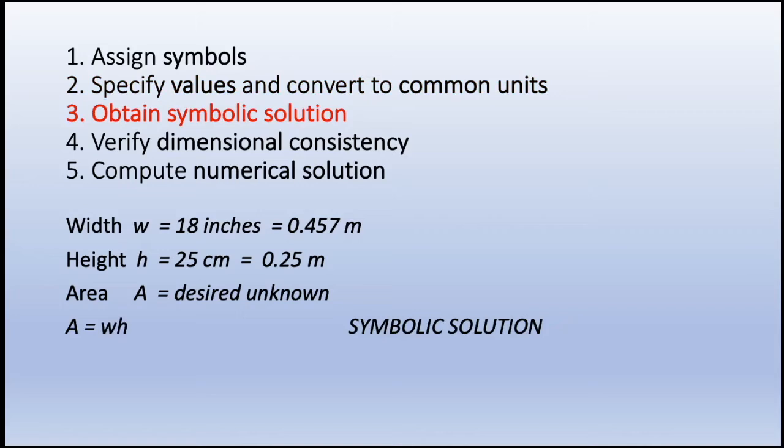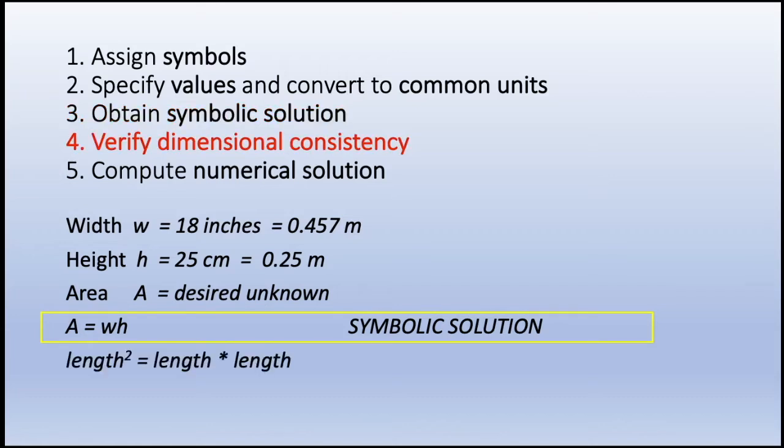So the symbolic solution, in this case, is very straightforward. You don't even need to derive anything. We simply need to remember that the area of a rectangle is the width times the height. So our symbolic solution, in this case, is simply that A equals WH. And that is one of the most important parts of your solution, is a symbolic solution. I'll come back to that shortly.